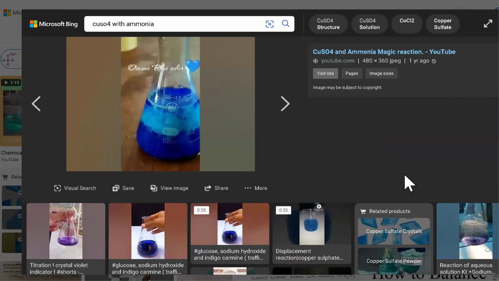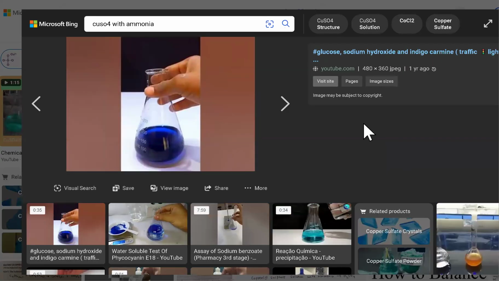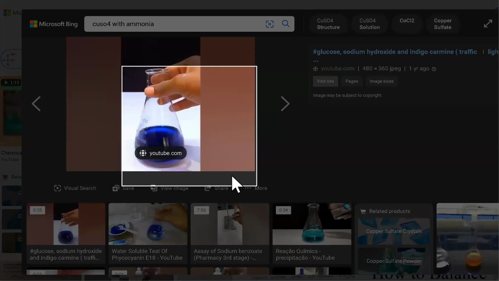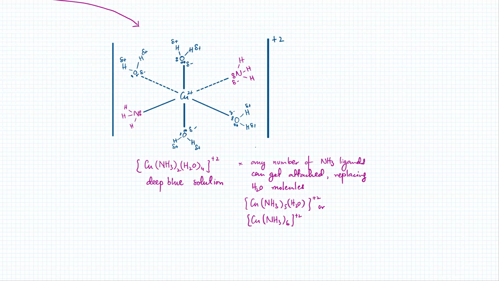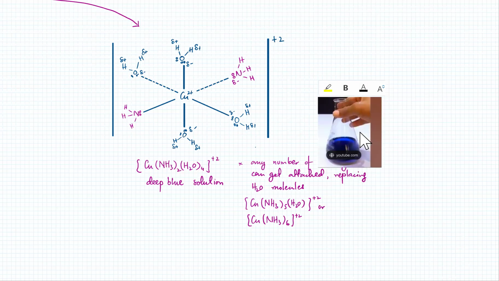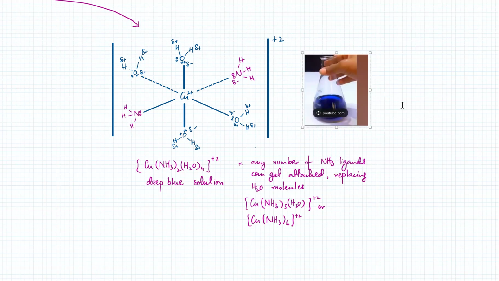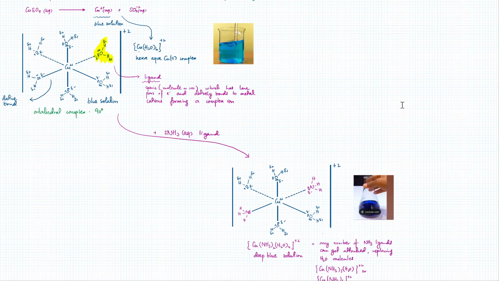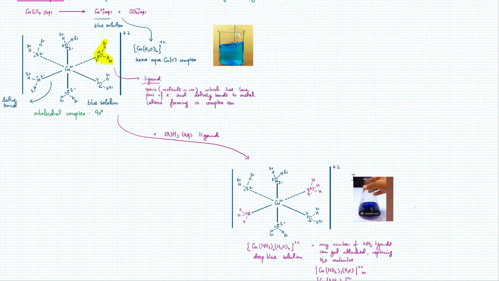So you can see over here that the color is slowly changing into a very dark color. The same blue solution now becomes very deep blue. One thing you'll get an idea of is that the color of the complex depends a lot on the ligand that's getting attached. We're going to explain why they're colored in the first place, but after we study all these complexes.